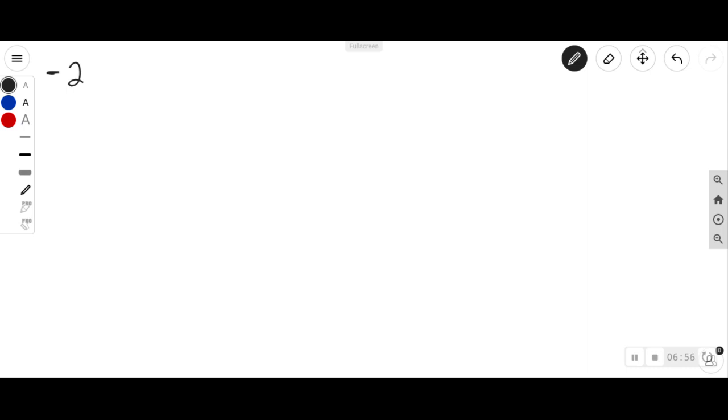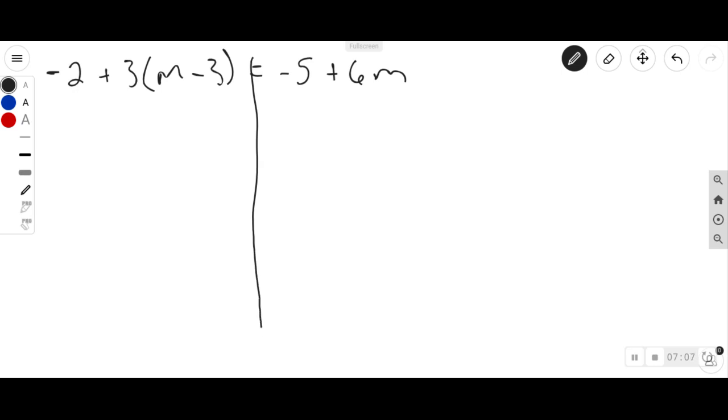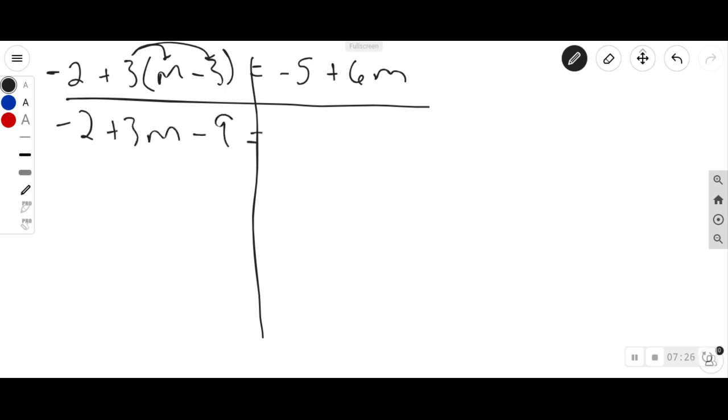So -2 + 3(m - 3) = -5 + 6 times m. Now this one is probably the highest type of one, other than decimal and fraction numbers involved, that you tend to see, at least at the Algebra 1 level. I've got distributive, so I want to deal with that first. So that's going to be +3m - 9.